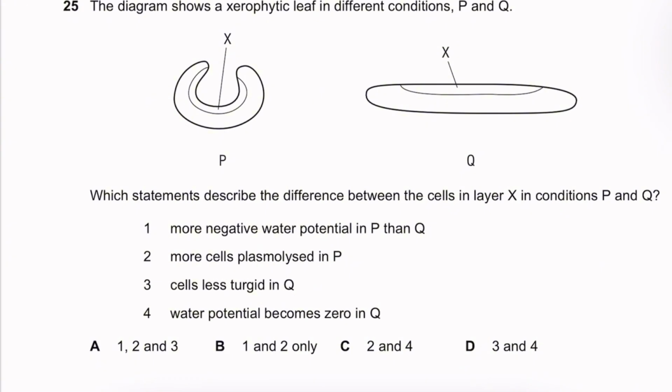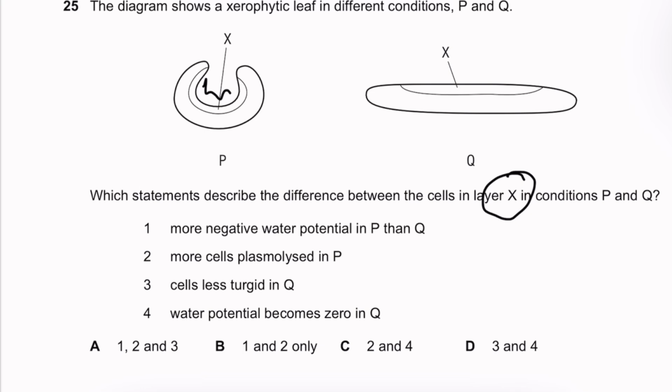He's looking for specifically this difference in cells in layer X in conditions P and Q. Now, X cells are definitely smaller. It's the reason the whole thing is curved up, because they all shrank together. Versus if you look at Q, they're all turgid, they're all flat, and so this is why it's bigger. Obviously the difference in conditions is that there's a lot less water in these cells than in Q. So there's a more negative water potential in P than in Q.